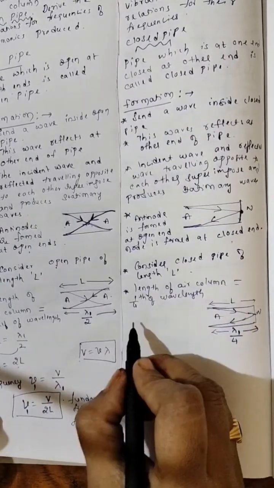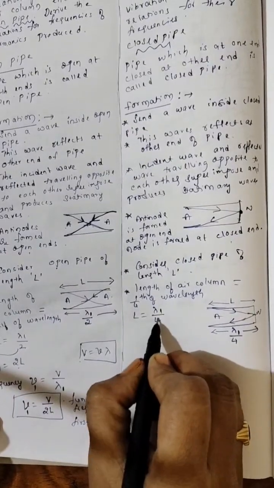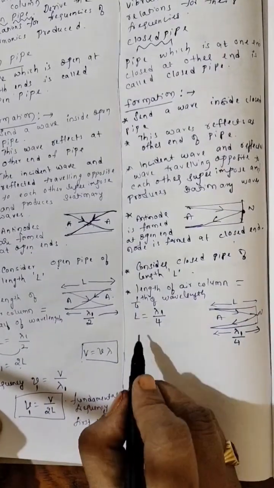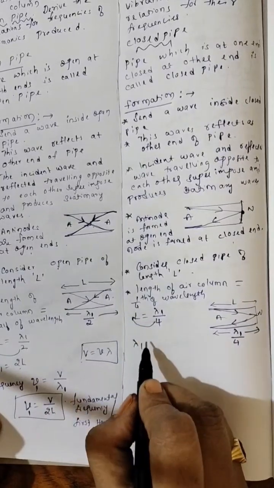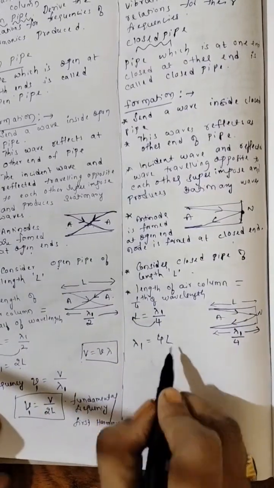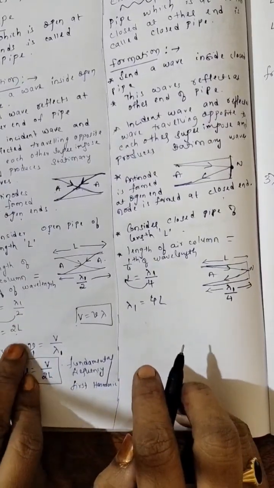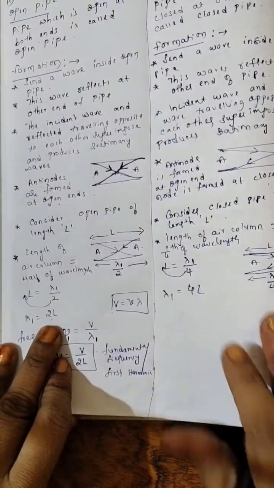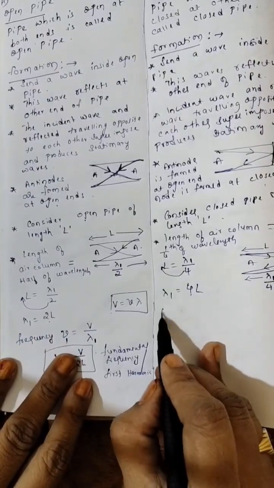If you don't write it also doesn't matter, but write lambda in the correct manner. Lambda 1 by 4. Again, what will I do? Lambda 1 by 4 will come to this side. It becomes 4L instead of 2L. You got 4L.